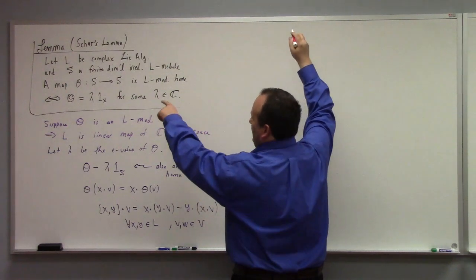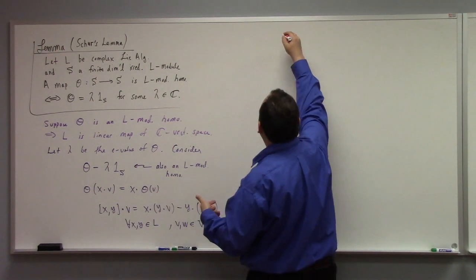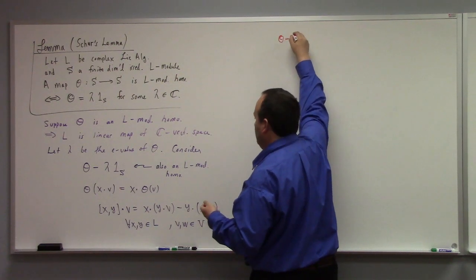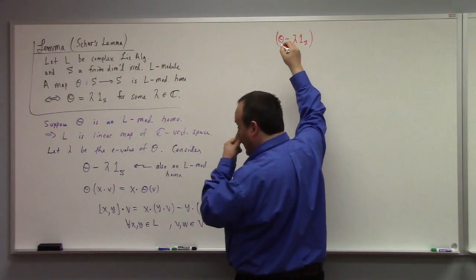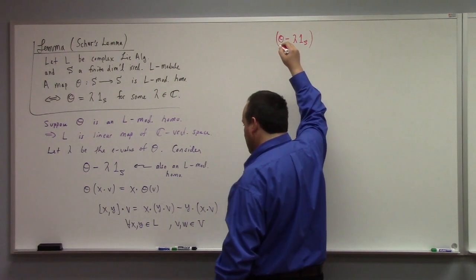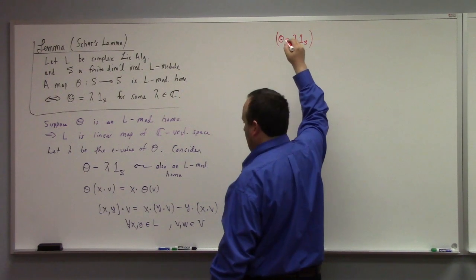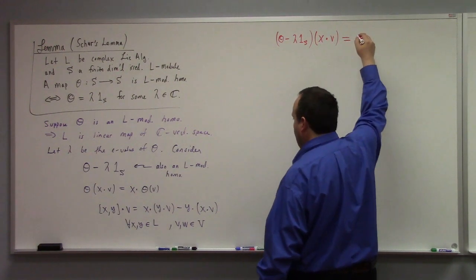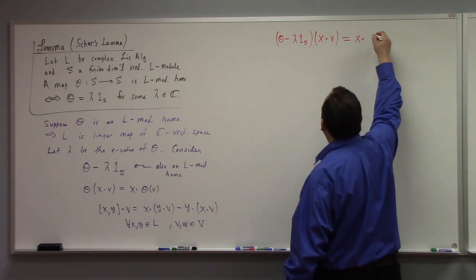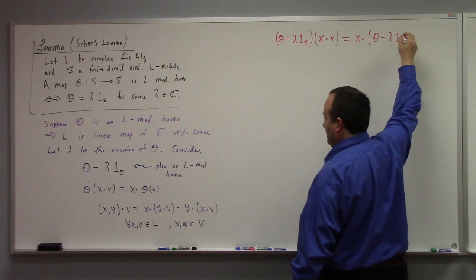The S is the irreducible representation. I believe S plays the role of V down here. So we should look at theta minus lambda times 1 on S. We let that act on... Anyway, when it acts on x dot v, it is supposed to be equal to x acting on, in this case, theta minus lambda times the identity on S, acting on V.